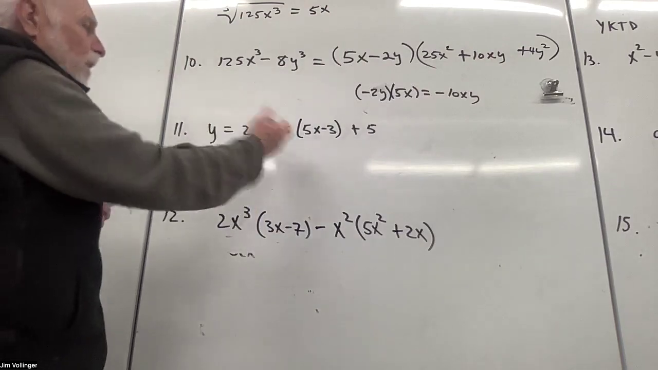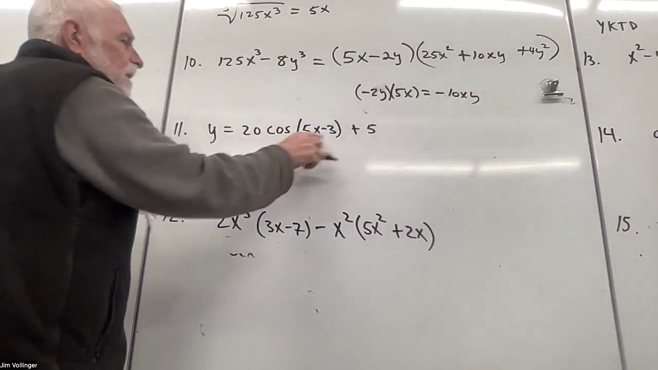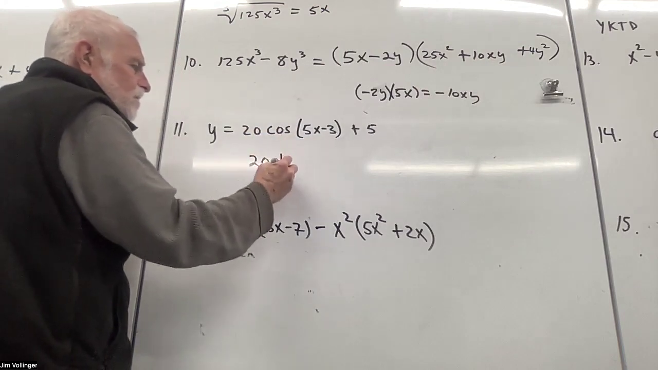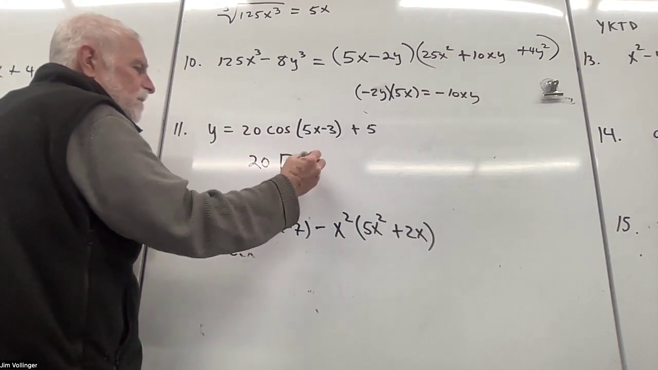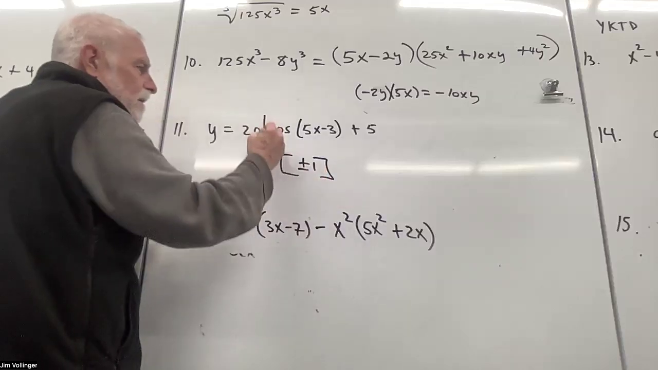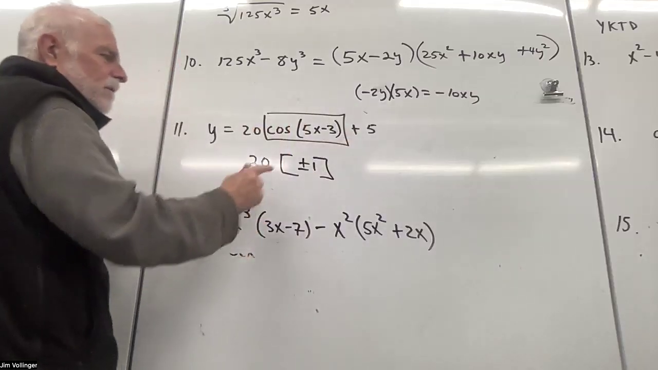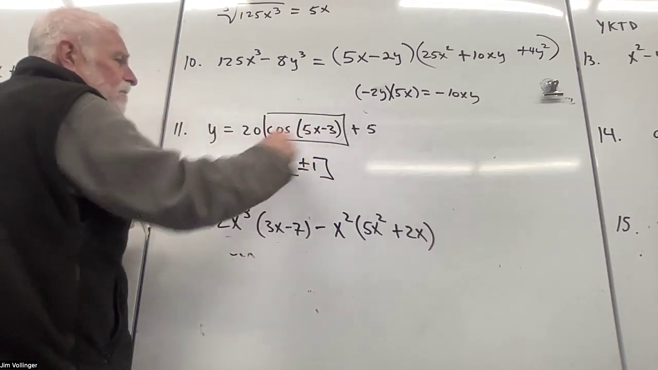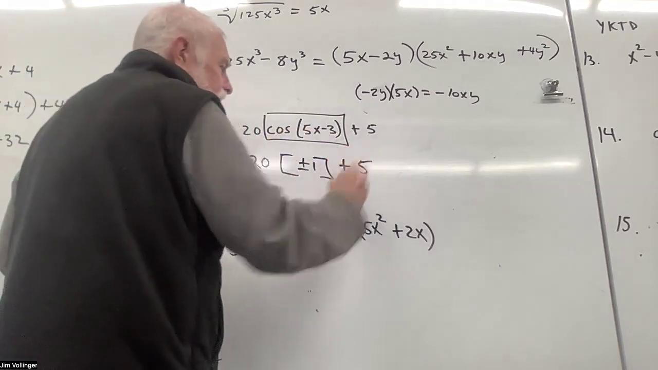All right, what's the range of cosine 20 cosine 5x minus 3 plus 5? Well, remember what the cosine function does. It kicks out numbers between plus and minus 1. That part of the calculation, that's its only job. Kick out plus minus 1. I didn't know I was hiring this, but okay.